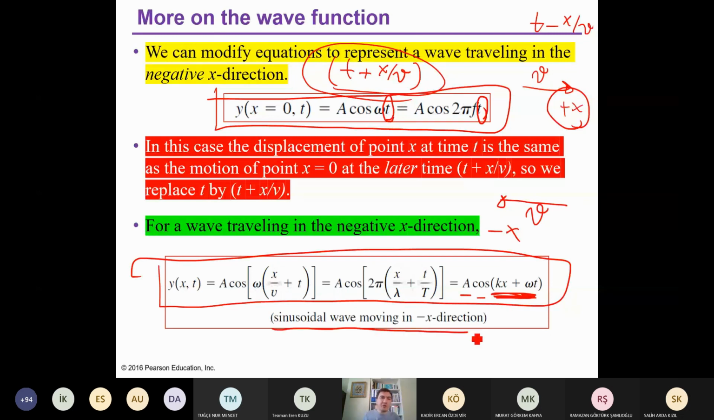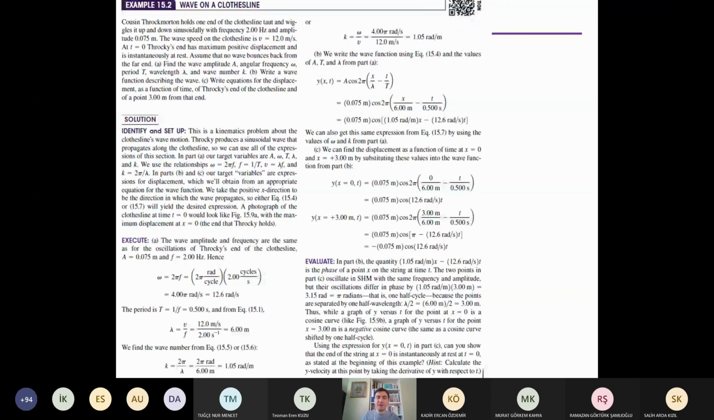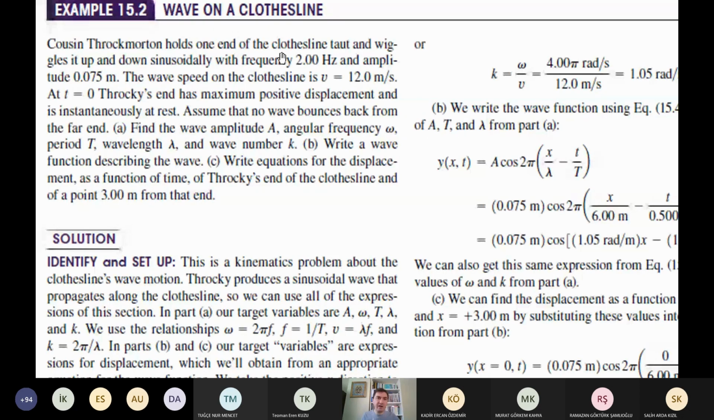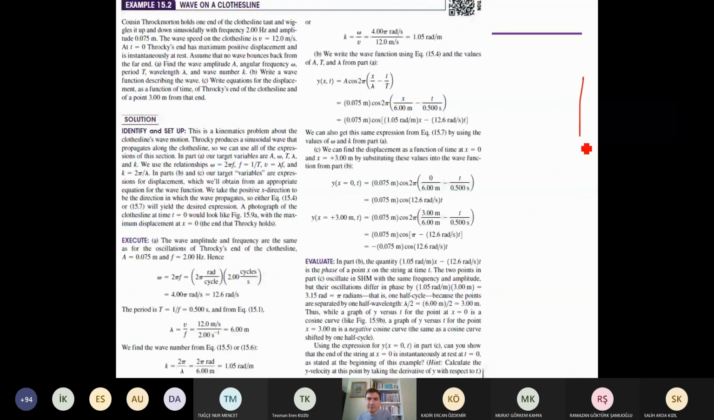Let me continue with this example, 15.2, wave on a clothesline. Clothesline, elbise asılan ip. Cousin Throckmorton holds one end of the clothesline taut and wiggles it up and down sinusoidally with frequency 2 Hz and amplitude 0.075 meter. Just consider that there is a clothesline and it is taut. What is the meaning of taut? Çok gergin.